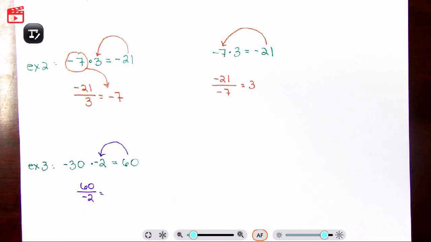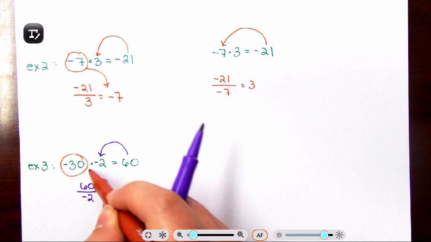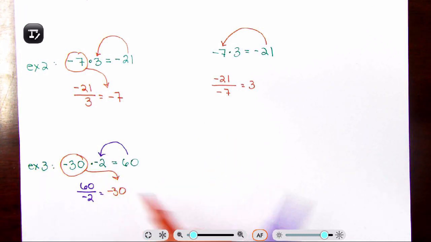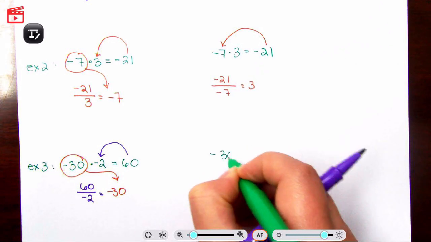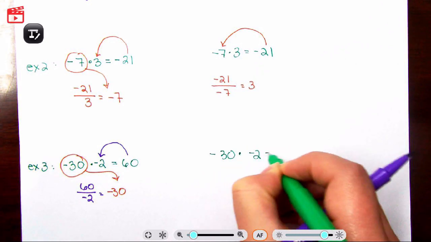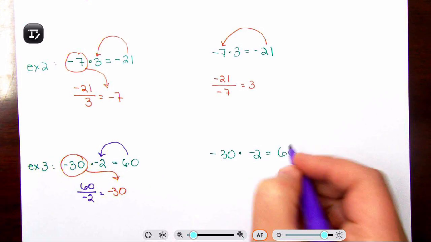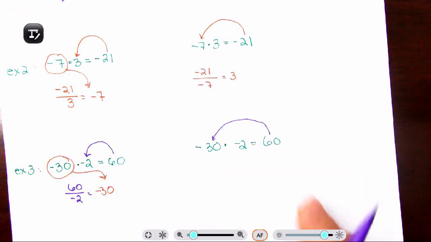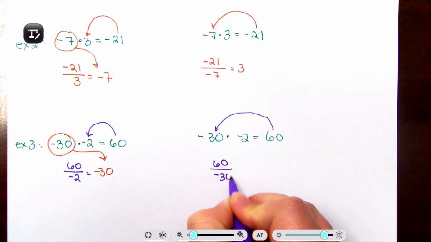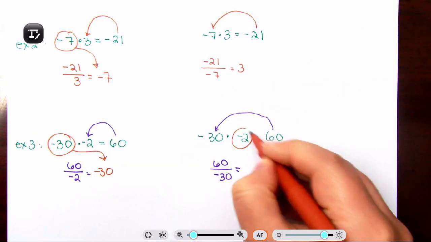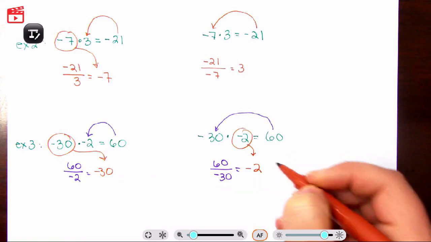The remaining number that we didn't touch is going to be our answer. So 60 divided by negative 2 is negative 30. Again, signs are different, answer is negative. Let's try one more. Negative 30 times negative 2 is 60. And I'm going to do 60 divided by negative 30. And my answer is the number we didn't touch, which was negative 2.